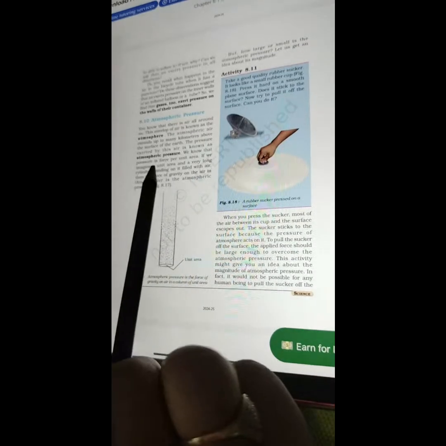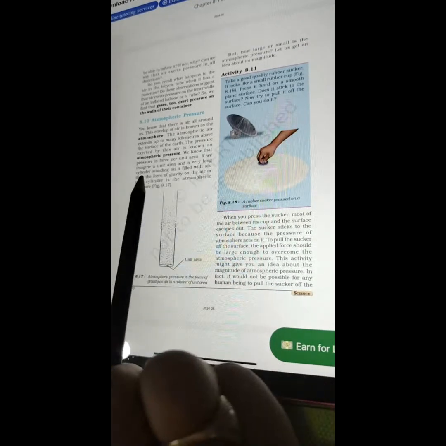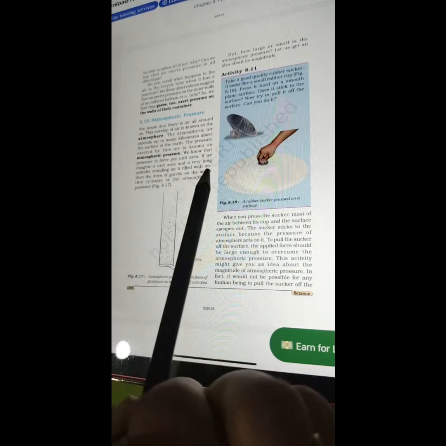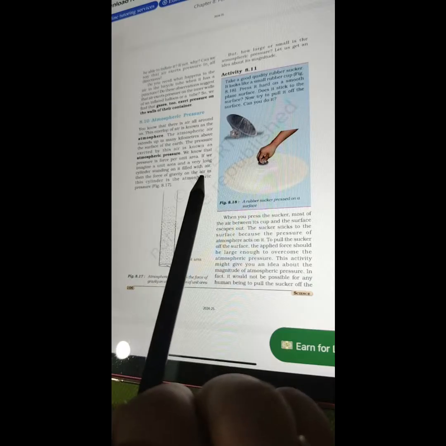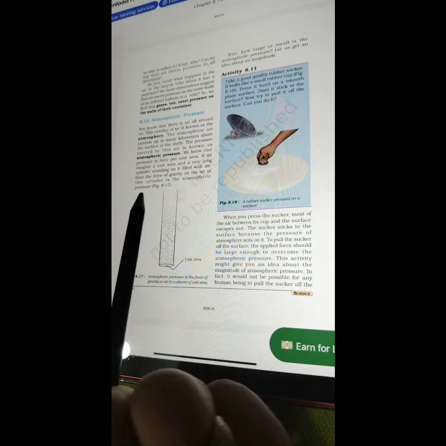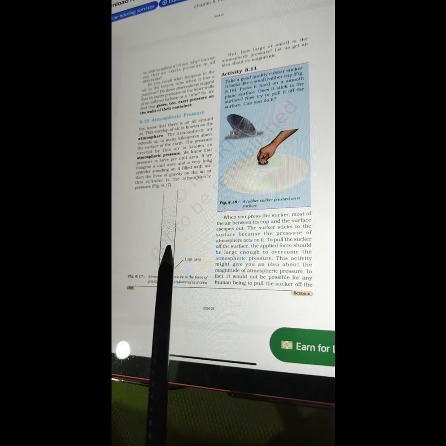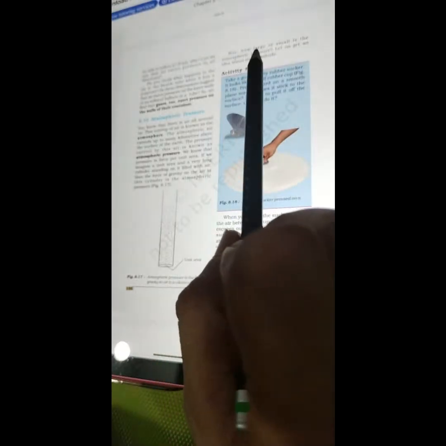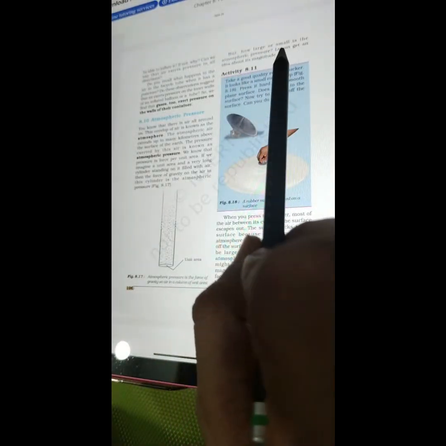We know that pressure is force per unit area. If we imagine a unit area and a very long cylinder standing on it filled with air, then the force of gravity on the air in this cylinder is the atmospheric pressure. Figure 8.17. But how large or small is the atmospheric pressure? Let us get an idea about its magnitude.